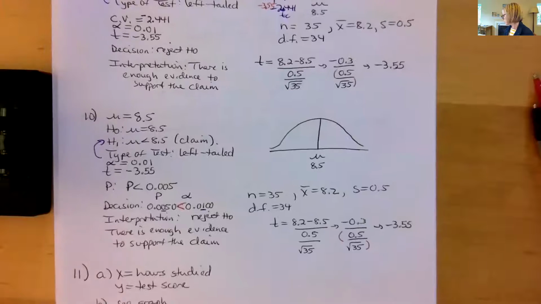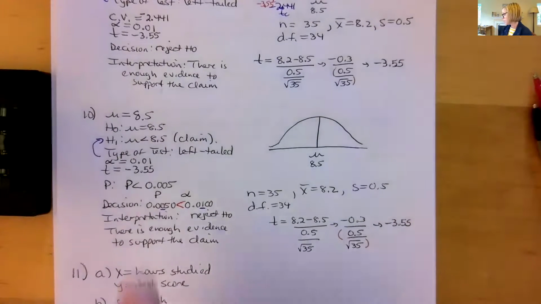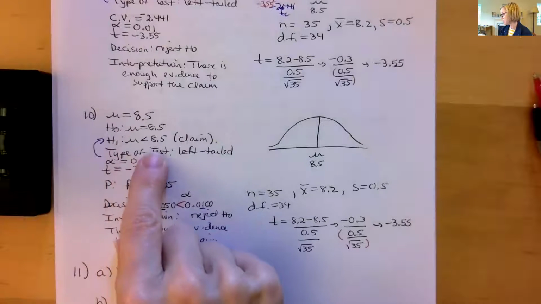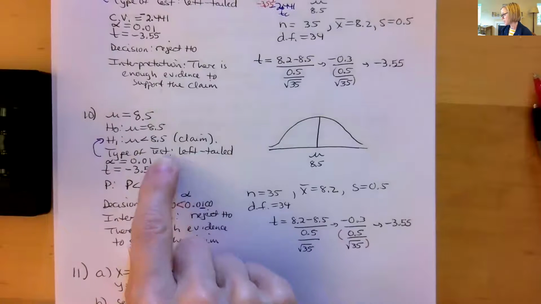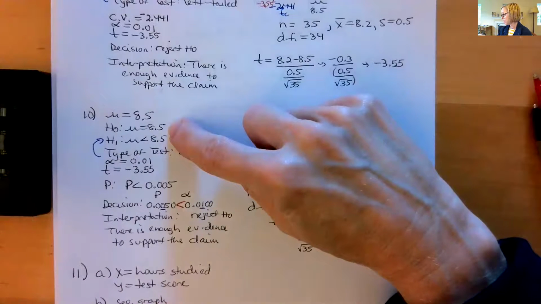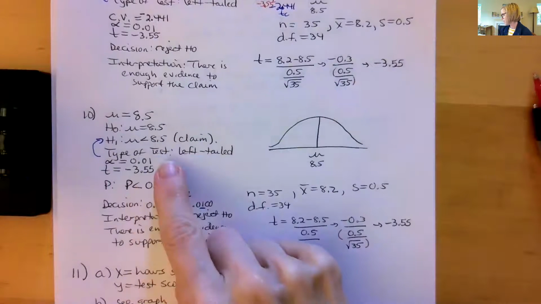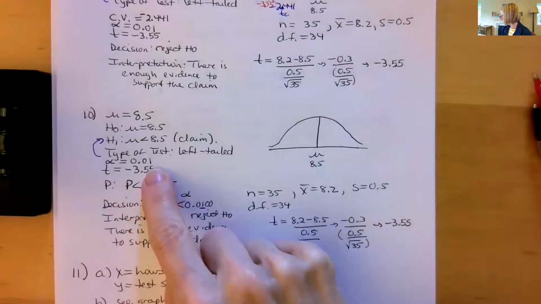So we're going to do this one more time, but now with p-values and our t-distribution. Again, the claim was that the mean of the population is less than 8.5. That's the claim, which makes it a left-tailed test, with less than in the alternative. In the null, we have mu equals 8.5. That's what we're going to use for mu. The null always has equals. The type of test, again, is left-tailed. It says to use alpha equals 0.01 here.